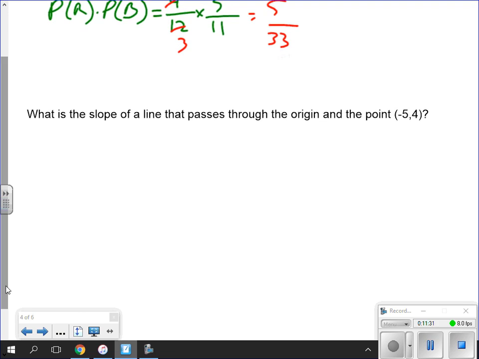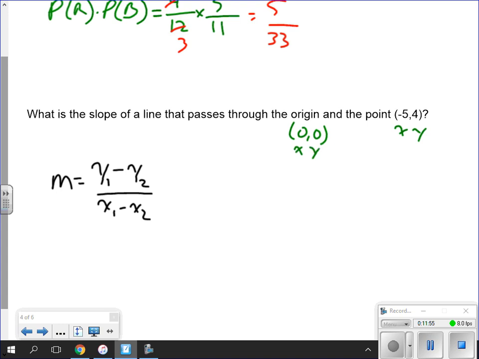Okay, what is the slope of a line that passes through the origin and the point negative 5, 4? The formula for the slope of a line is y1 minus y2 over x1 minus x2. And remember that the origin is the point 0, 0. This is my x, this is my y, and both the x and y in this one are 0. So I set up my equation.